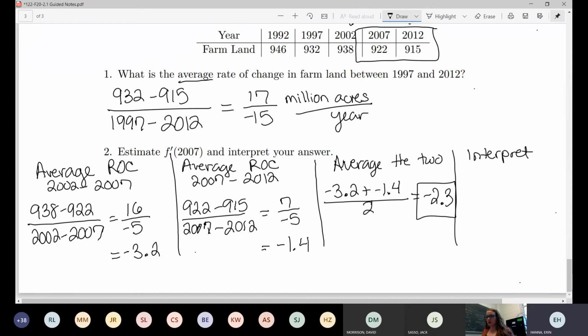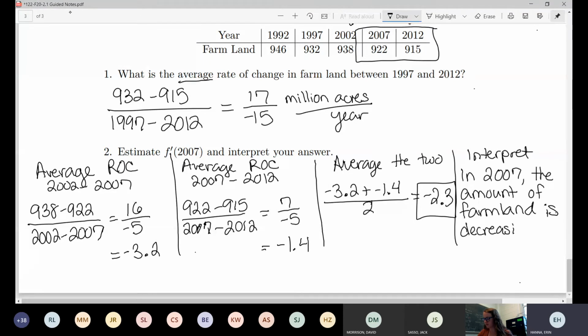If I wanted to interpret this, again, this is a slope, so you always tell them where you're starting. We're starting in 2007 and we're talking about the change in farmland. So we'd say in 2007, the amount of farmland is decreasing by 2.3 million acres per year.